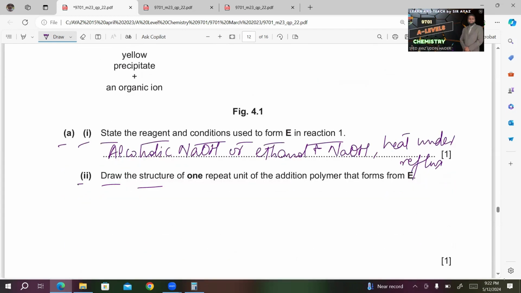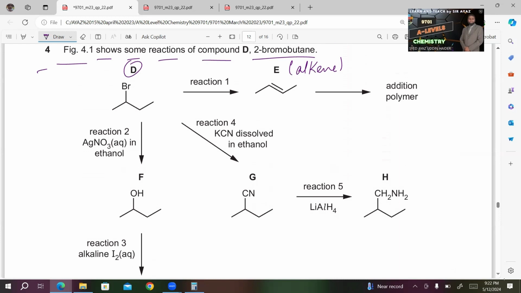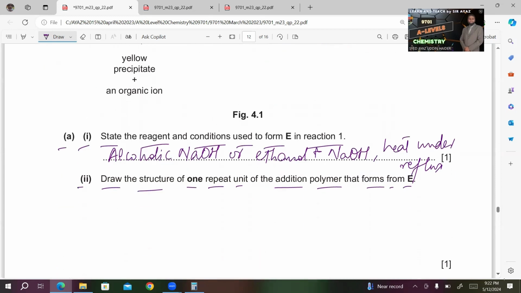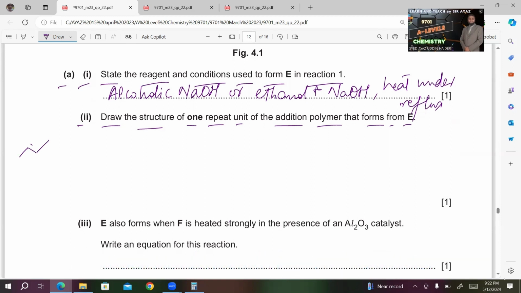Number 2, draw the structure of one repeat unit of the addition polymer that forms from E. What is E? Here is E. It's an alkene. It's 1, 2, 3, 4. It's butene.